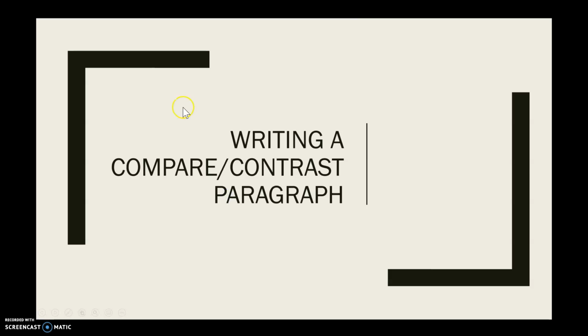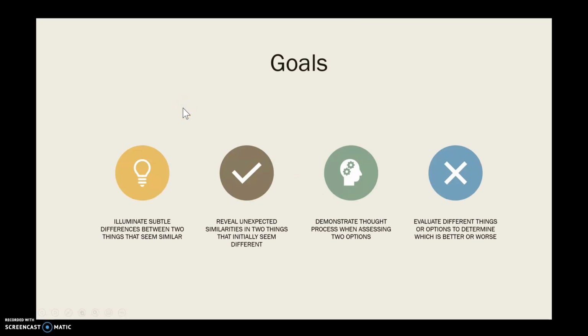So let's start, as we normally do, with the goals. What do we do in a compare-contrast paragraph? Well, the main things are that we either illuminate subtle differences between two things that seem similar or reveal unexpected similarities in two things that initially seem different. So those goals are we want to compare and contrast. The other really important thing is that we're demonstrating our thought process. We're explaining not just what is different, but why what's different is important. And that's what the thesis is ultimately going to relate to.